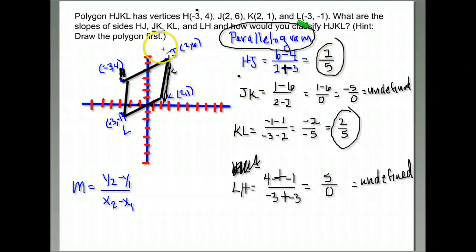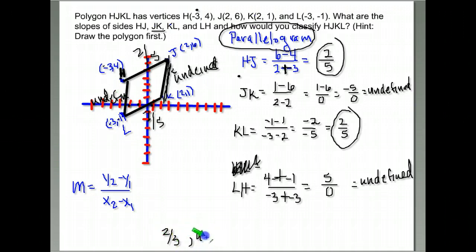So we can see that this is in fact a parallelogram. Because if we look at our slopes, the top and bottom had slopes of 2/5. Those are the same, which makes them parallel lines. The left and right sides were both undefined slopes, which made them also parallel. Okay, so this is a parallelogram. And the slopes that we have are 2/5 and undefined, just going to put UND.